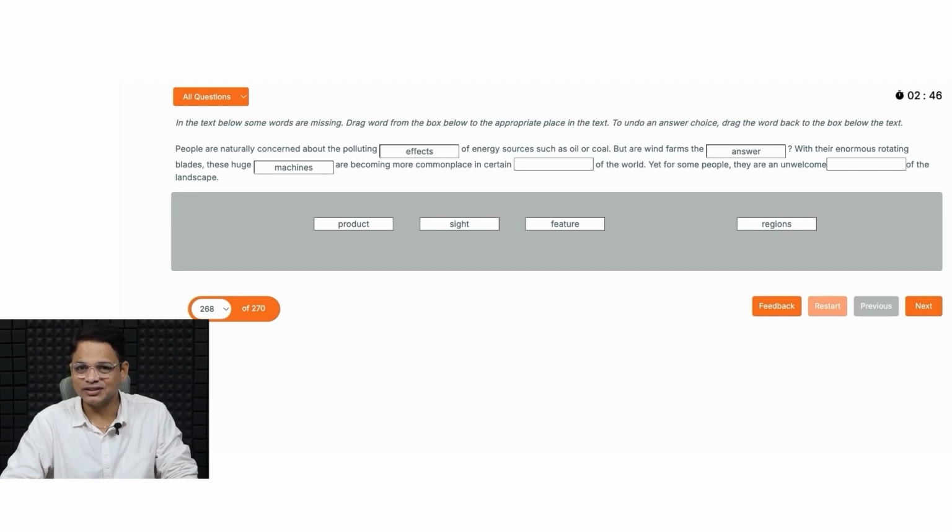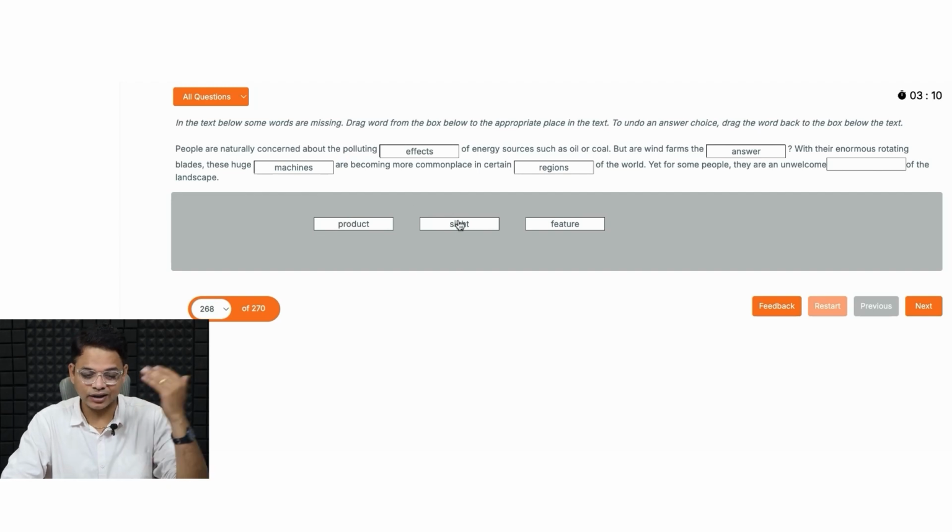Next one. Machines are becoming more commonplace in certain blank of the world, certain places of the world, certain cities of the world, something like that. So what is related to a place? Product, site, regions of the world, certain places of the world, basically, that's the one. And yet for some people, they are an unwelcome blank of the landscape. What is it? They are unwelcome product of the landscape, site of the landscape, feature of the landscape.